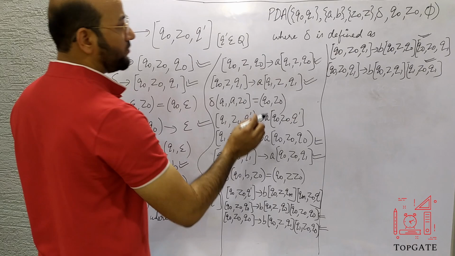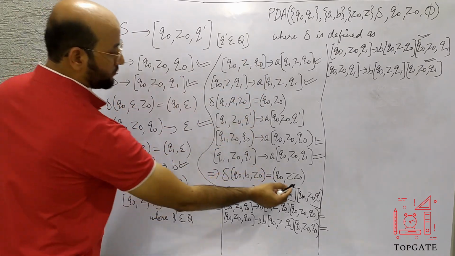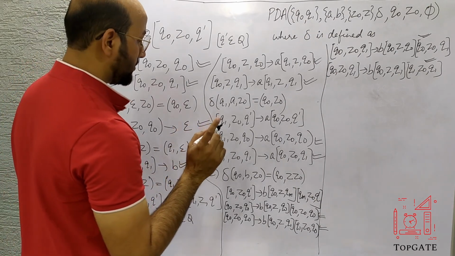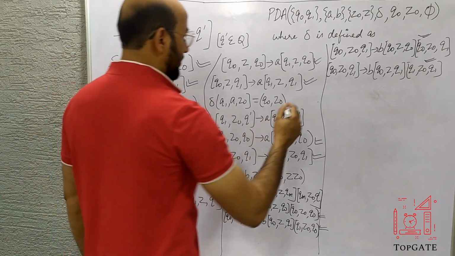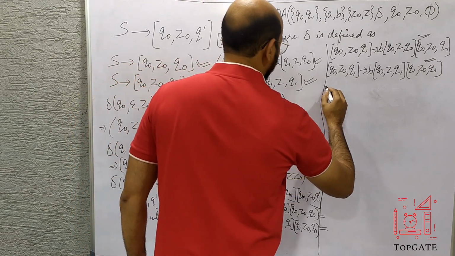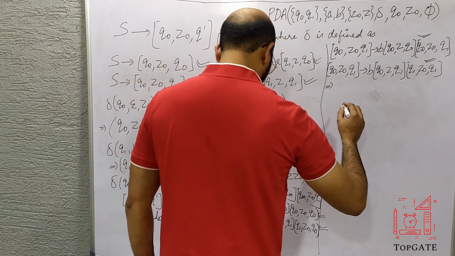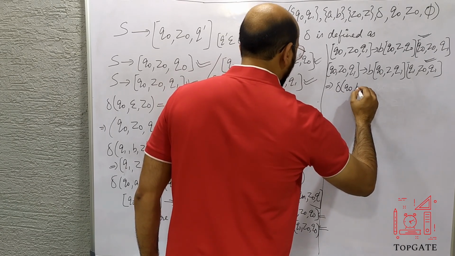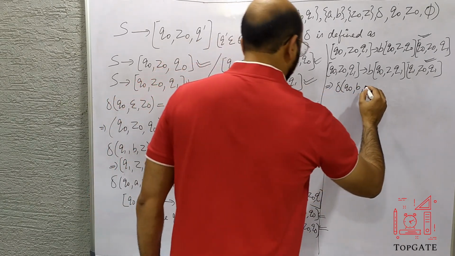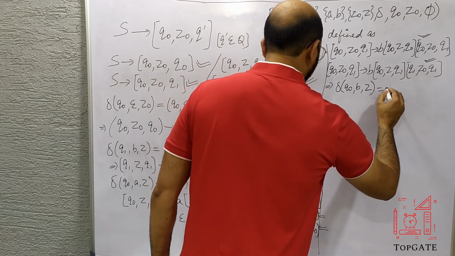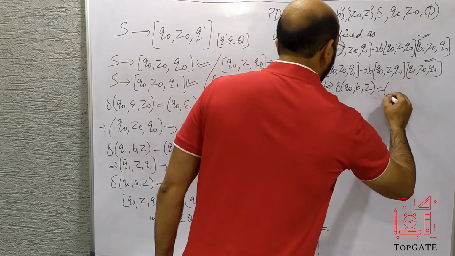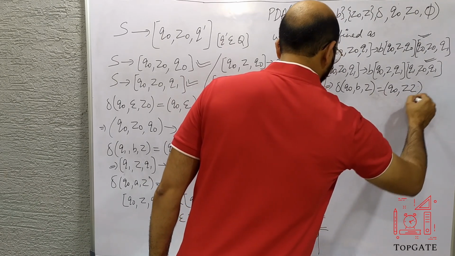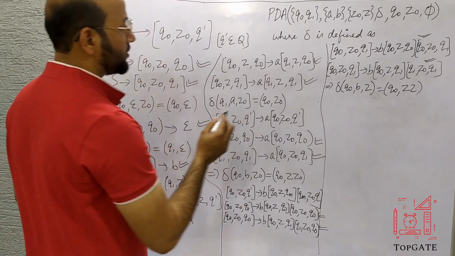So how many have we got till now? We have got 8 till now and 4 in this one, that is 1, 2, 3, 4. So in total we have got 12 rules and the last push operation is still left. So let's take the last push operation. What's the last one? The last push operation that we have is delta(Q0, B, Z) equal to (Q0, ZZ).